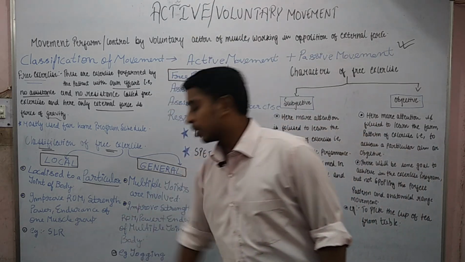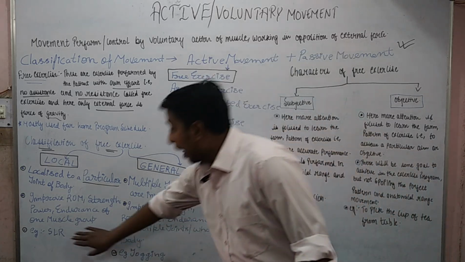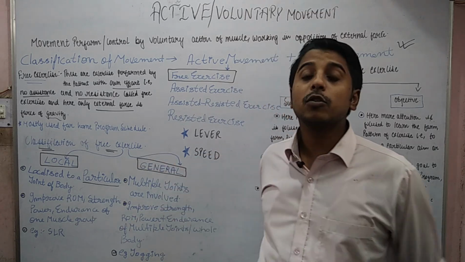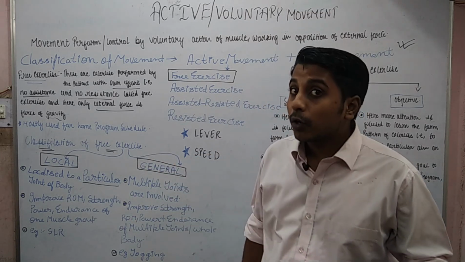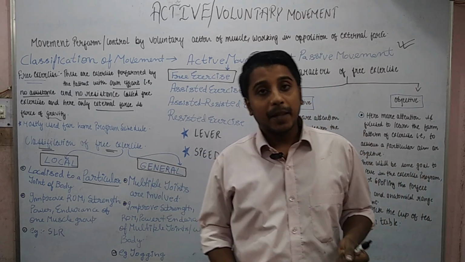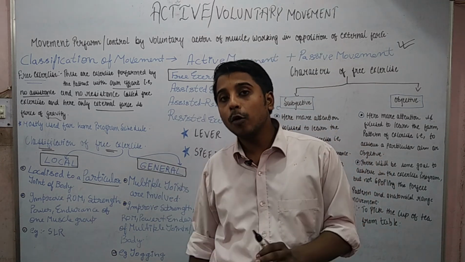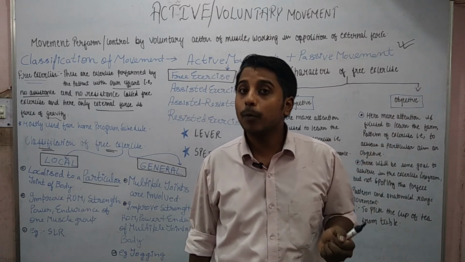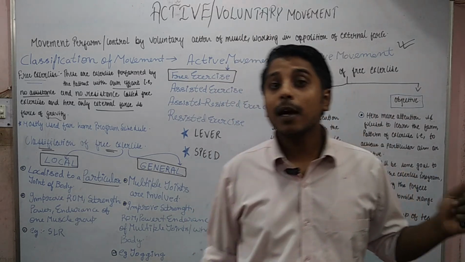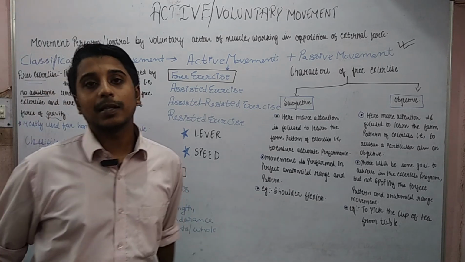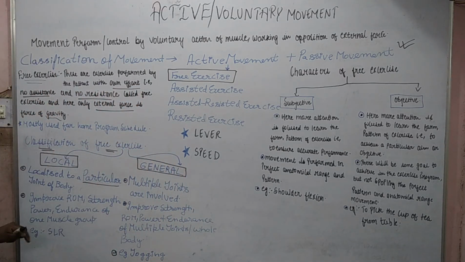Similarly, one of the most prevalent examples is SLR, which means straight leg raise. If you do the SLR in supine position, it is for the hip flexor, and if you do abduction, it is for the hip abductor, and if you do it in the prone position, that is, you lift up the leg in the prone position, it will be for the hip extensor. So different movements target different muscles in the local and general free exercise. Okay, so this is about the classification.